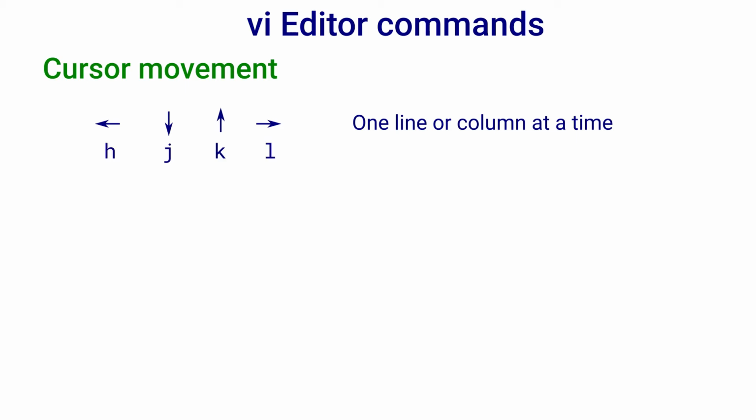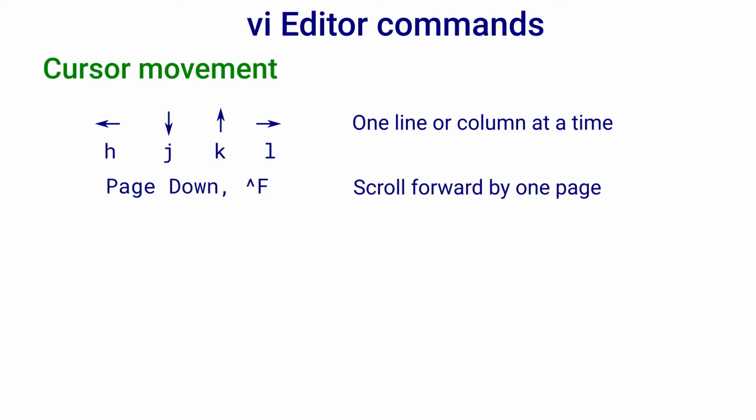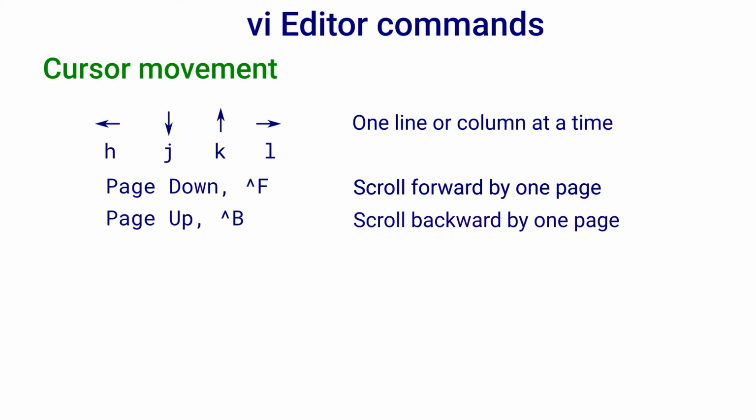Now we look at cursor movement in the command mode. The cursor indicates your current location in the file. You can move the cursor left, down, up or right using the relevant arrow keys, or you could use H, J, K, L keys for left, down, up and right respectively. With page down or Ctrl F, you can go forward one page in the file. Similarly, with page up or Ctrl B, you can go backwards by one page.